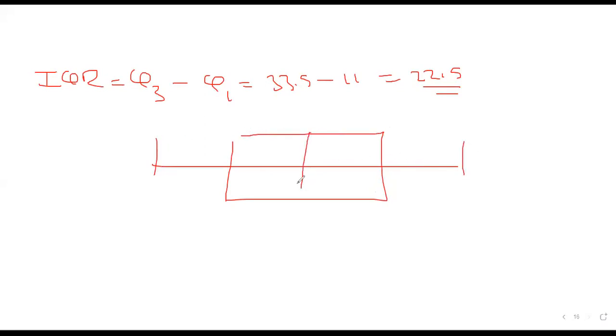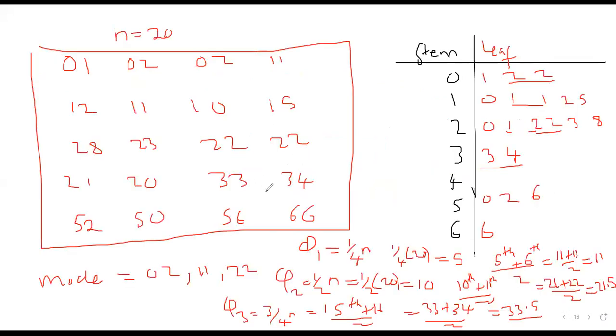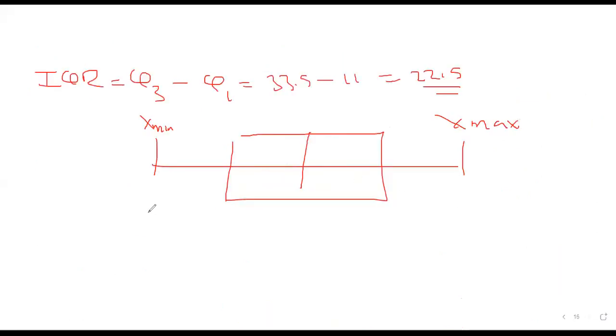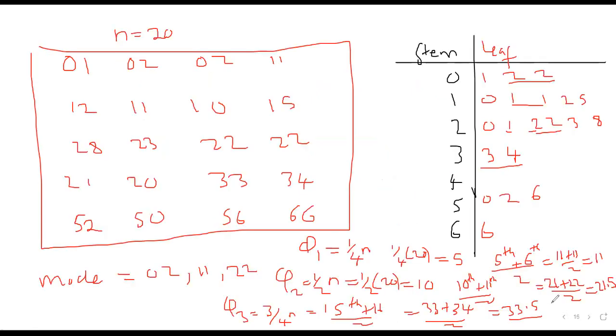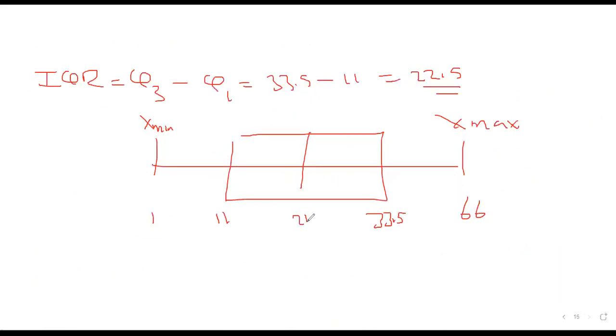We identify the smallest number, x min, and the highest number, x max. So what was our smallest number in this? 0, 1, and 66. So 1 and 66. Quartile 1 was 11. Q3 was 33.5. The median was 21.5. So the interquartile range is what?